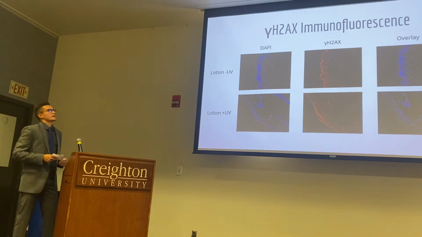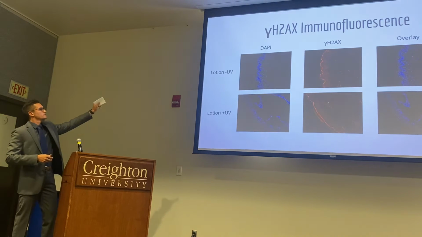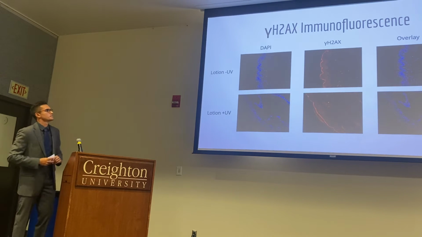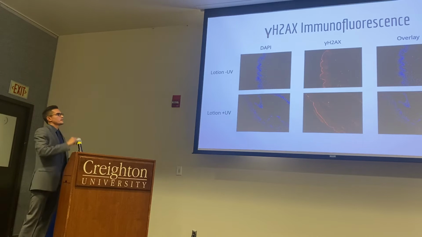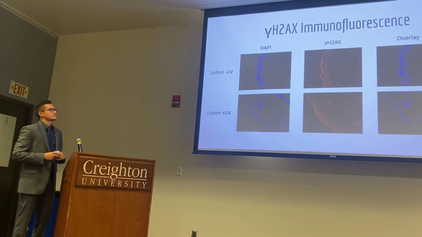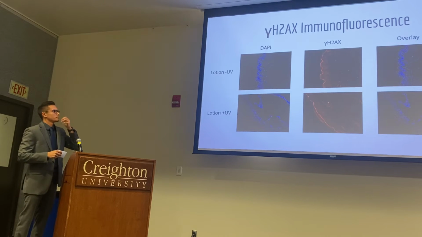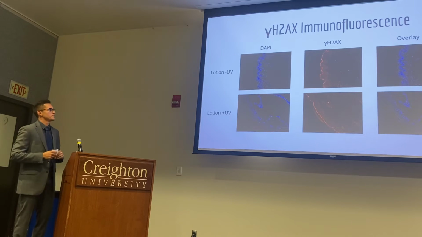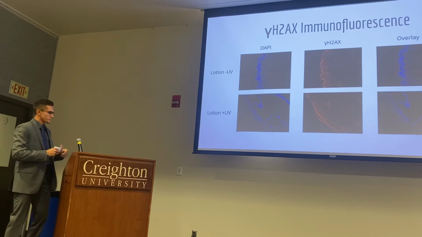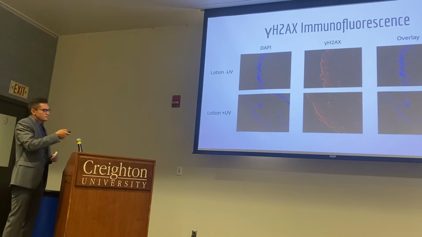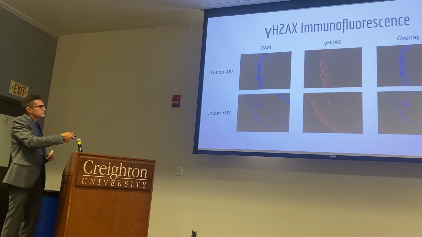This is the gamma H2AX immunofluorescence, and you'll see that the DAPI looks very similar to the CPD, but the gamma H2AX portion doesn't look incredibly similar to the CPD, especially in the lotion with UV section. You can see if you look very closely, there are a few tiny cells of positive right here.